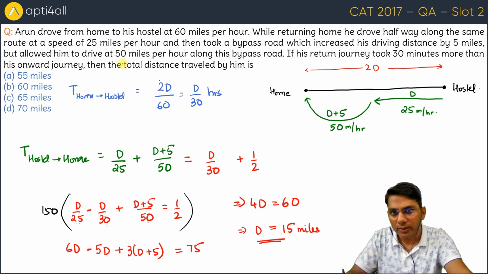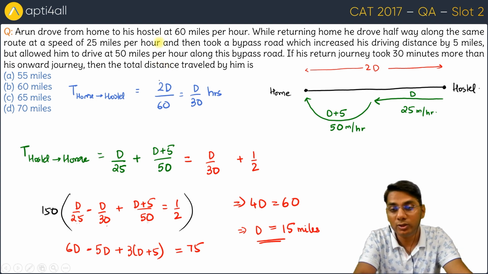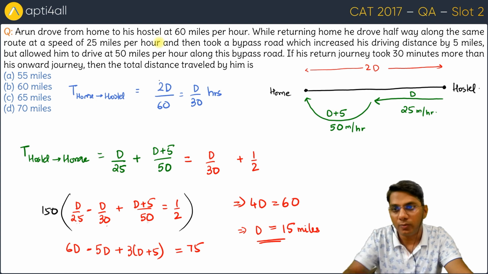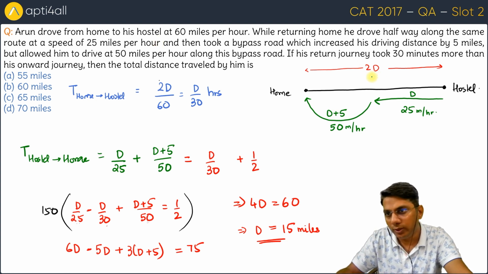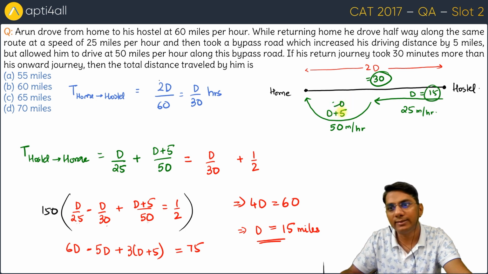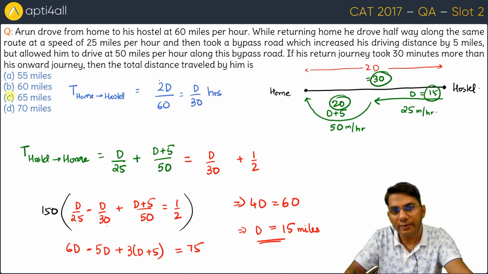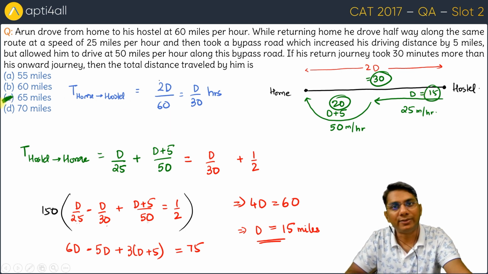But the question is, what is the total distance traveled by him? Okay, what we need to calculate is the total distance traveled by him. So what he does is he first goes 2 into 15, 30 miles. Fine. While coming back, he travels 15 miles in the first part and 15 plus 5 is 20 miles in the second part. So the total distance traveled is 30 plus 20, 50. 50 plus 15 is 65 miles. So the total distance traveled by him is option C, 65 miles.